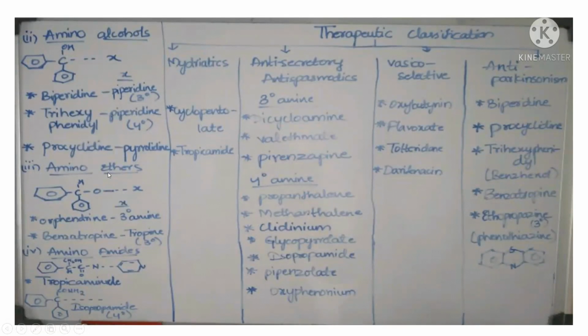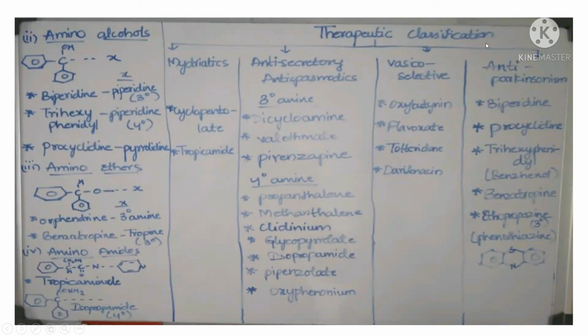Next we come to amino ethers, where the alcohol is replaced with an ether: orphenadrine and benztropine. And amino amides: tropicamide, the name itself is there. So amino amide: tropicamide; amino ethers: orphenadrine, benztropine; amino alcohols: biperiden, trihexyphenidyl, and procyclidine. Just remember this.